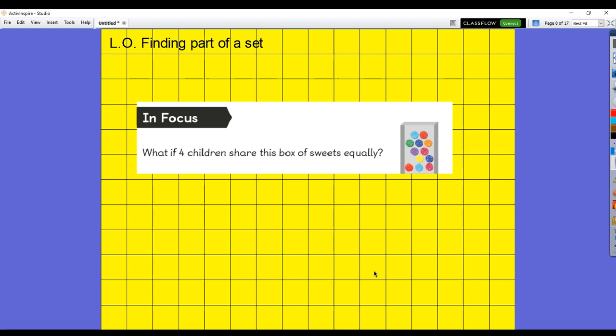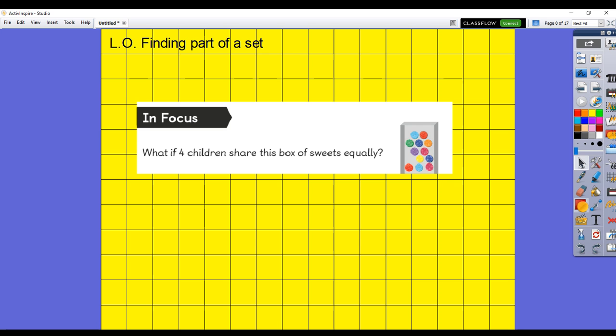Today and tomorrow we're going to be finding part of a set. So our focus question today is, what if 4 children share this box of sweets equally? Okay, so to do that we need to find out what the calculation will be. So how many sweets have we got in our box?